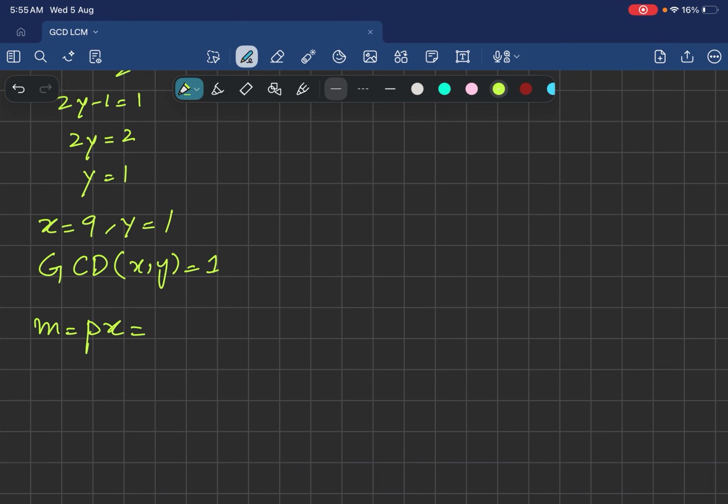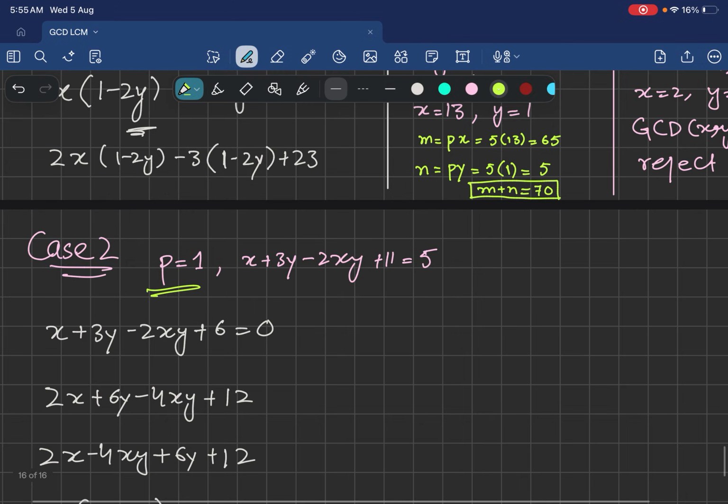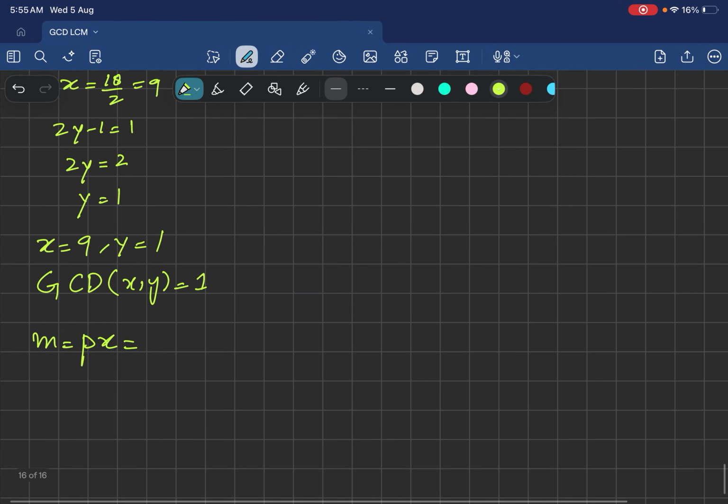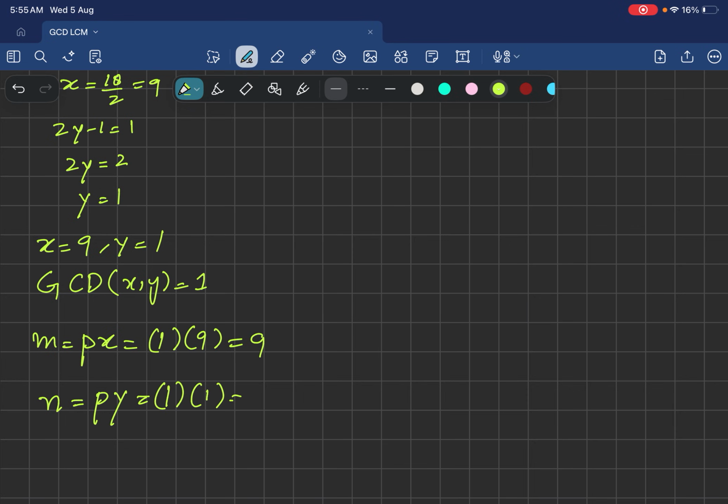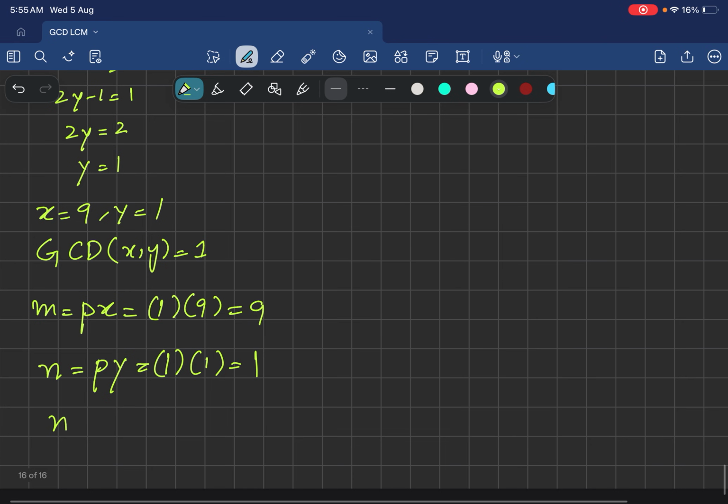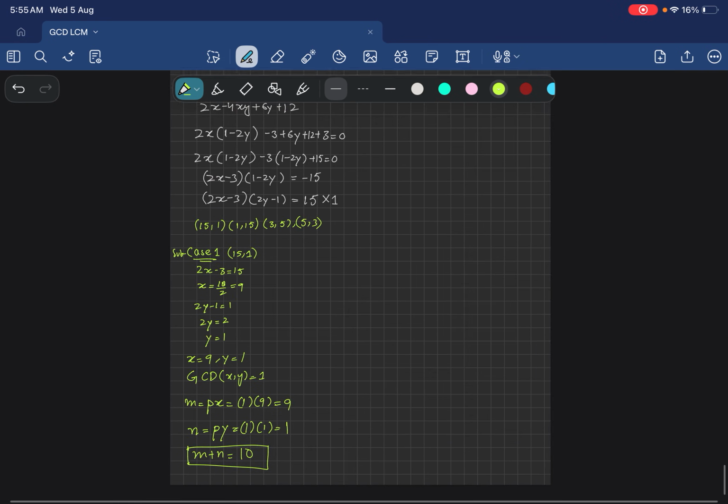So yeah, m is equal to px. In case 2, p is equal to 1. So p is equal to 1, x is equal to 9, therefore m is equal to 9, and n is equal to p times y, where p is equal to 1 and y is equal to 1, so it is equal to 1. m plus n therefore would be 10.